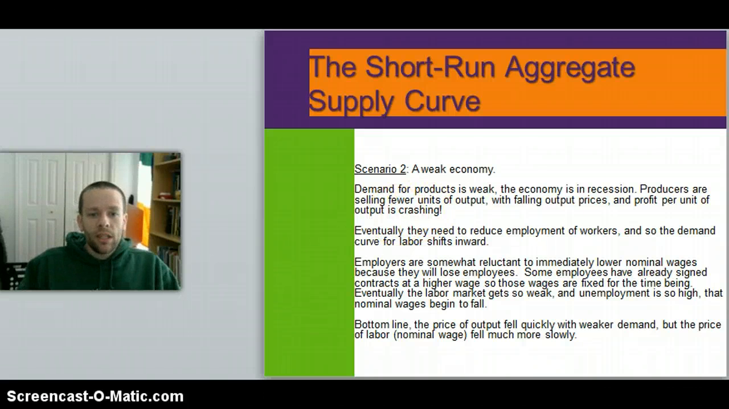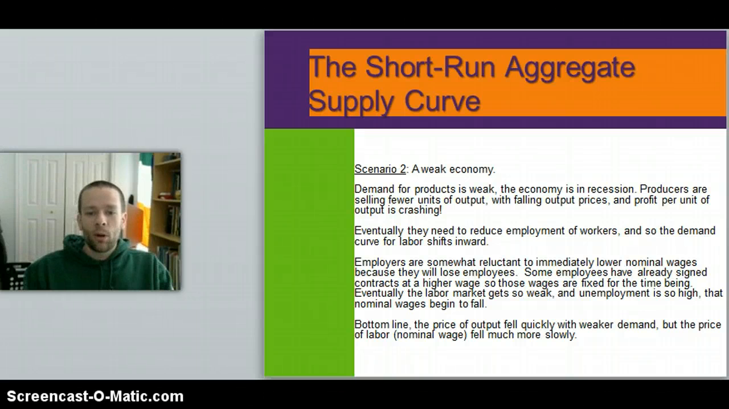Now, eventually they will need to reduce their employment. They'll begin to lay off workers, they will begin to fire workers, and so the demand for labor shifts inwards. But they need to hold on to some workers. So employers aren't going to immediately start lowering wages, because they know that they'll lose more employees. And some employees have signed contracts that fix their wages for that period of time.